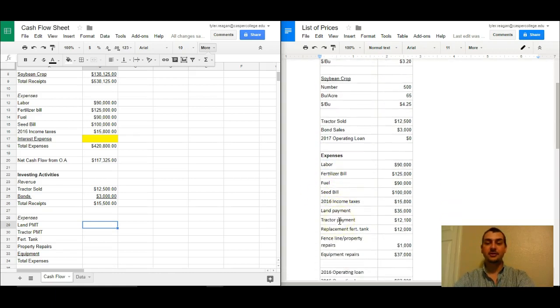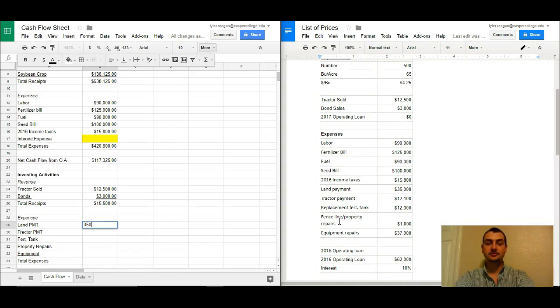So if we look down here, the land payment is $35,000. Tractor payment, I believe, is going to be $12,100. The replacement fertilizer tank, and that's an investment, is $12,000. Property repairs, or this fence line repairs, is going to be $1,000. And then this equipment repairs is equal to $37,000.